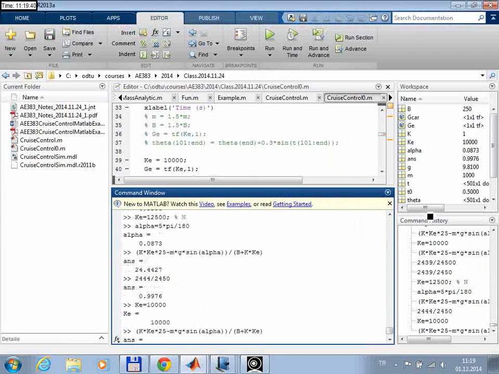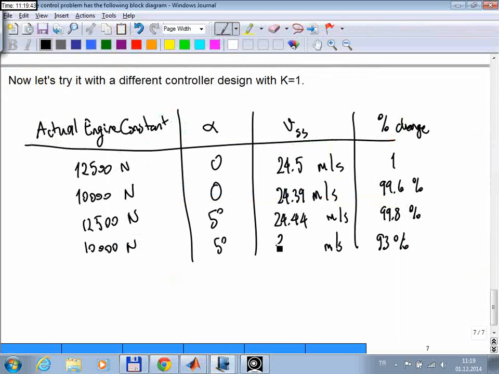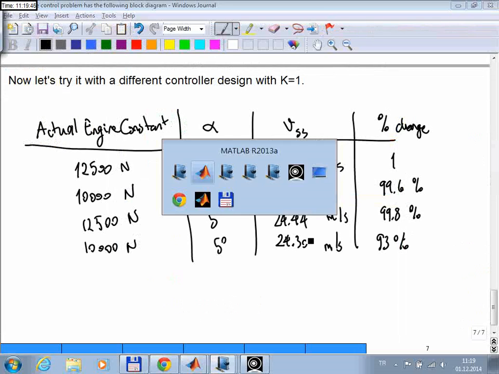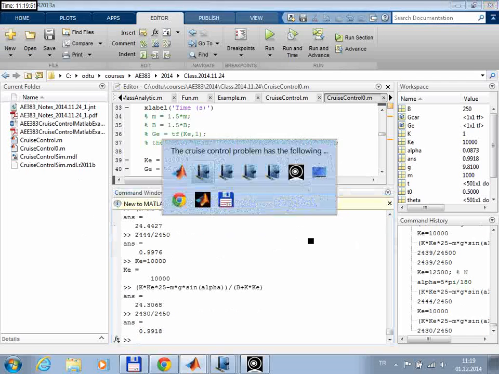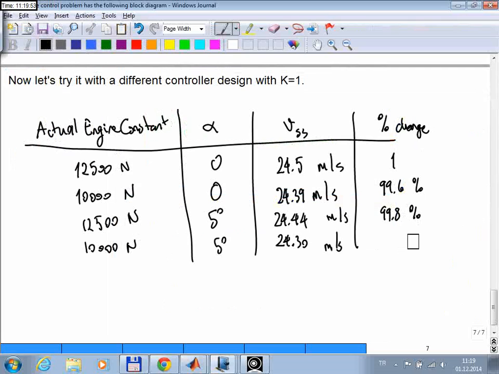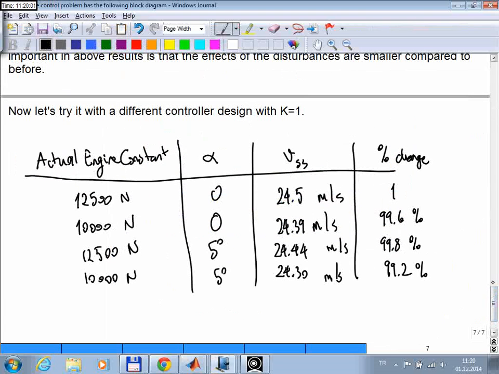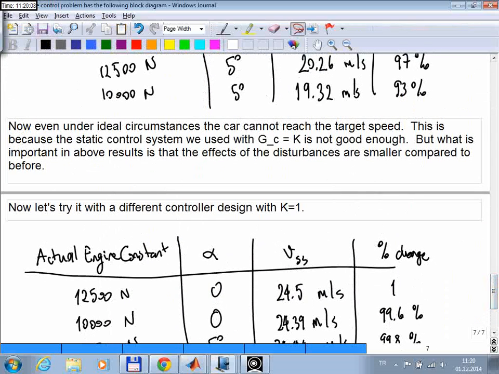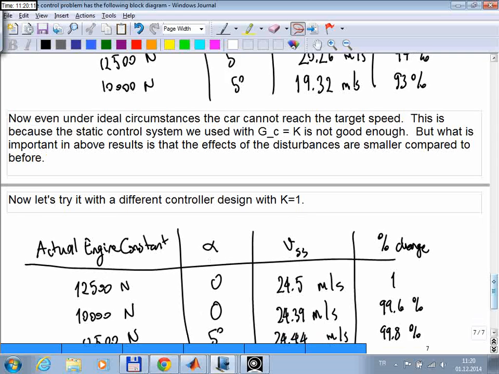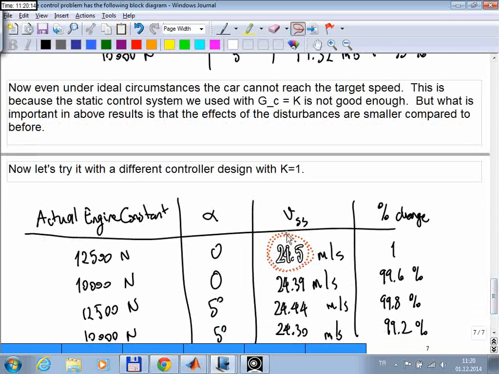Okay, so this is the last case and result 24.3. Okay, so I think these results are much more impressive, right? So by changing the controller, this is what we changed. We made the actual state speed in the ideal case increased to 24.5. Now this is very, very close to our target speed of 25.